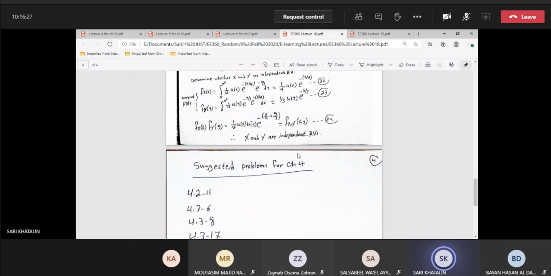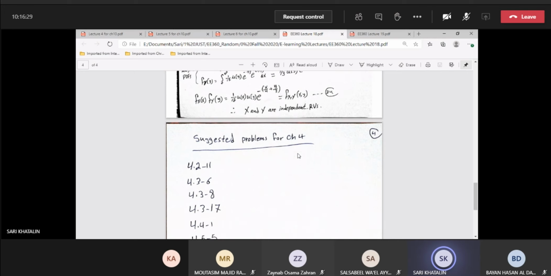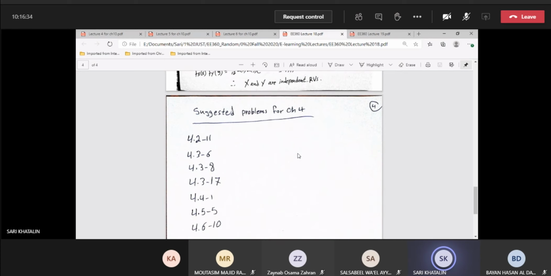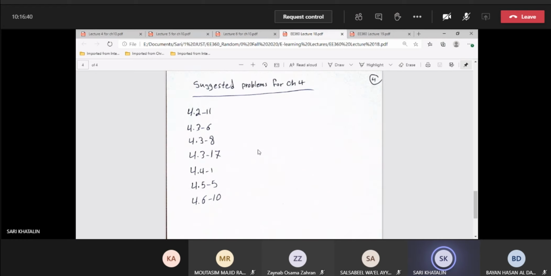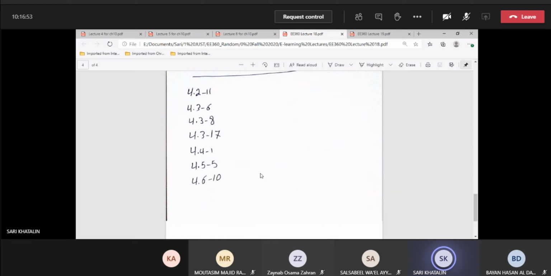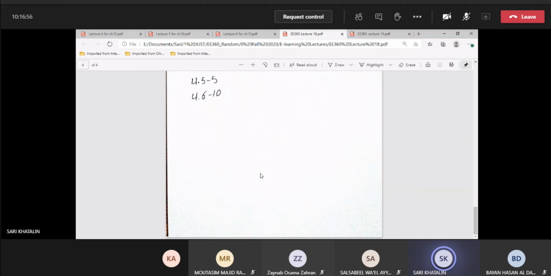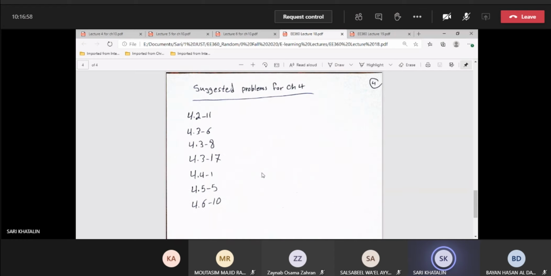So this is really the end of chapter 4, and as usual, I try to give you some suggested problems to represent the chapter. These are the problems that I think you should try to solve yourself, and if you feel you need to solve more, that'll be better, of course. Try to do all the examples in the book so you can understand it. As I mentioned at the beginning of the lecture, we finished chapter 4, and we're going to jump to chapter 5.